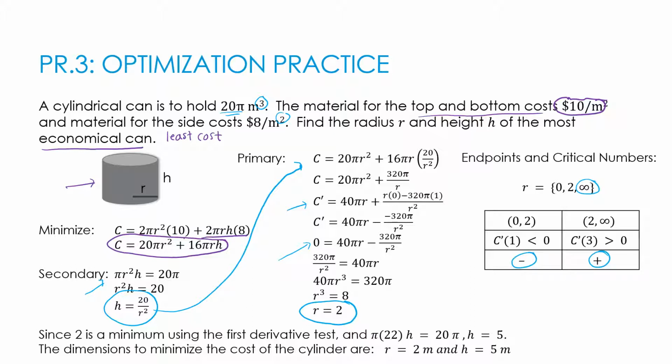Negative to positive makes me happy because that means it's a minimum, and that's what I'm trying to do, is minimize cost. So it happens when R is 2. So 2 is a minimum. I plugged in pi times, that should be 2 squared, not 22. Pi times 2 squared. H was 20 pi, so H was actually 5. The dimensions to minimize the cost of the cylinder are a radius of 2 and a height of 5 meters.